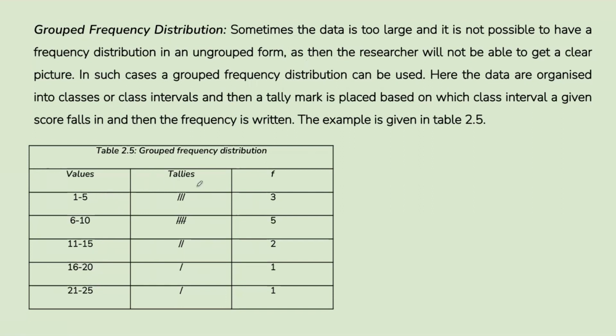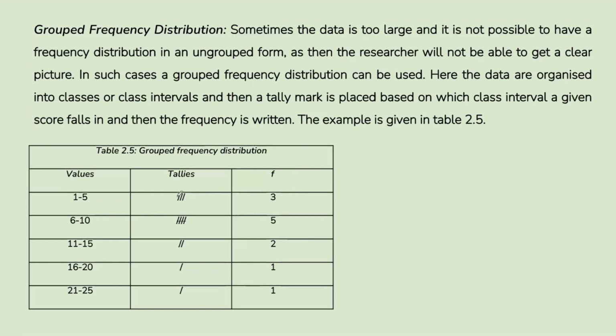So suppose F is 3 here. F equals 3 means that 3 students have obtained marks between 1 to 5. Similarly, 5 students have obtained marks between 6 to 10. 2 students have obtained marks between 11 to 15. One student has obtained marks between 16 to 20, and again one student has obtained marks between 21 to 25. So again, as we discussed before, you have to draw the tally.